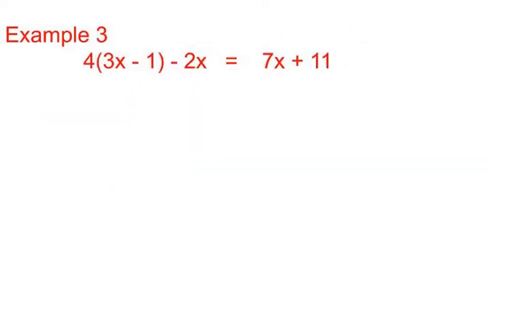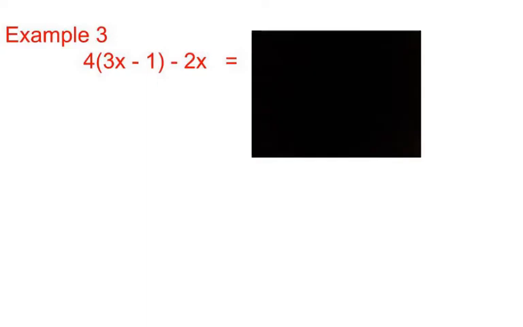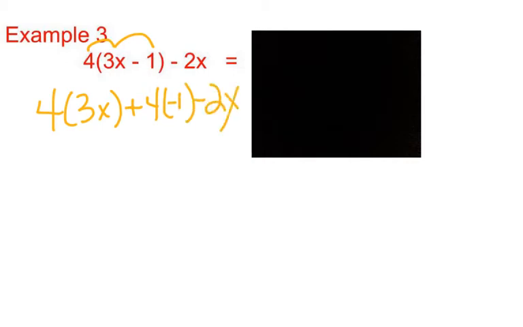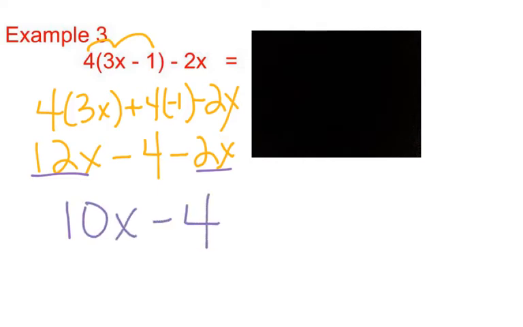Again, you're only working a couple problems out with me, and so here we go again. I'm going to pause the video for just a second. All right, I'm going to cover up the right-hand side. I'm going to do my distributing: 4 times the 3x, and then 4 times the negative 1. But I'm not going to multiply the 2x by 4 because it's not in the parentheses. This gives me 12x, 4 times negative 1 is negative 4, minus 2x. Sorry, 12x minus 2x is 10x. Those are like terms. I've simplified that.